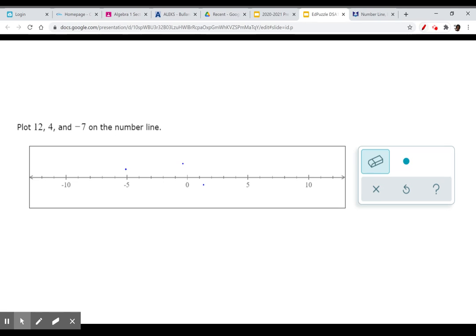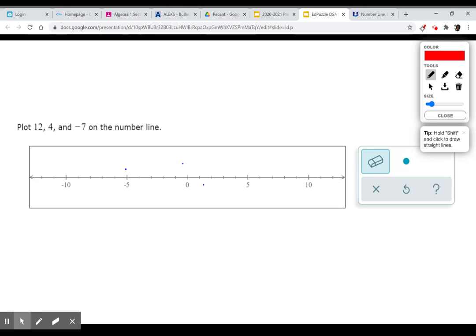So let's pull out some drawing tools here and do so. If I'm looking for positive 12, I've got to go to the positive side of the number line, and that's going to be 2 spaces to the right of 10 in our counting numbers. For positive 4, that's going to be 4 spaces to the right of 0, because it's also positive. And then we have a -7. Negative numbers are always to the left of 0, so that will be 7 spaces to the left of 0.